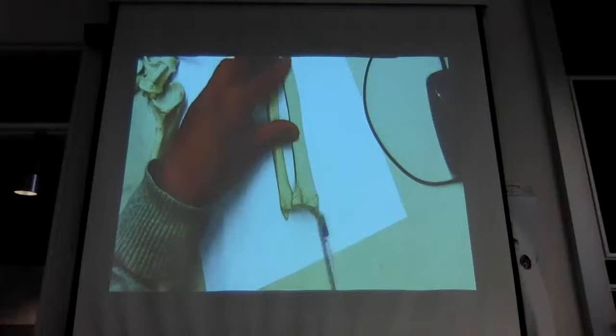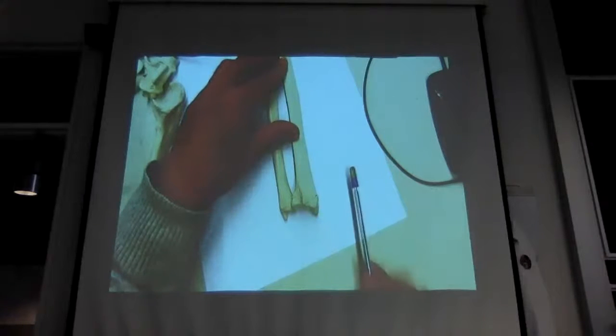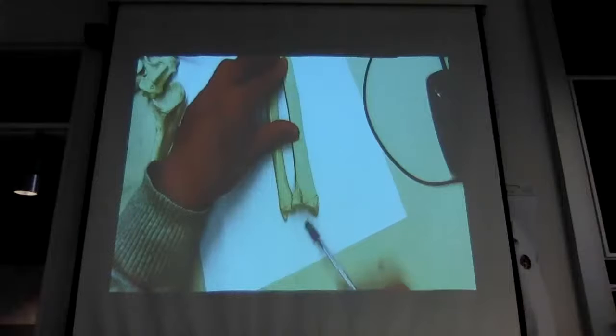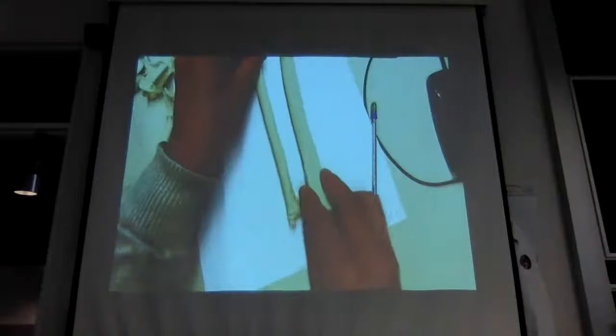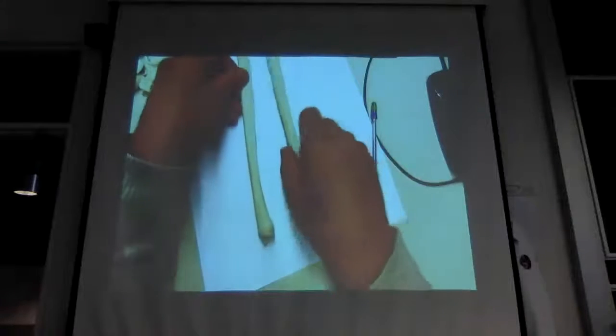This pointy part of the radius, what do you call this pointy part of the radius? Styloid process, the radial styloid process. This is the ulnar styloid process, like you can write with it, like a little pen. Okay?